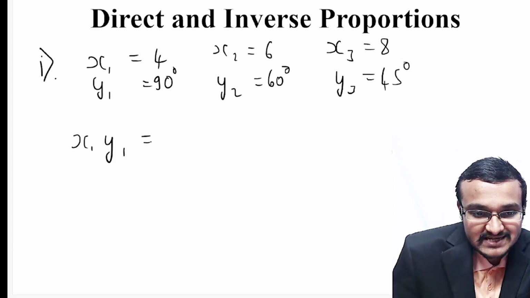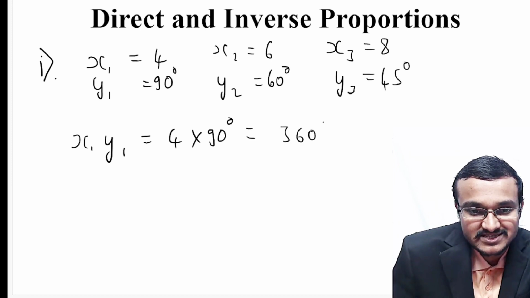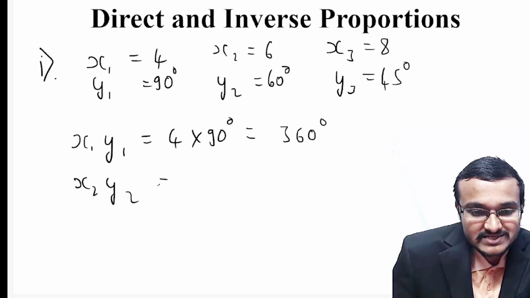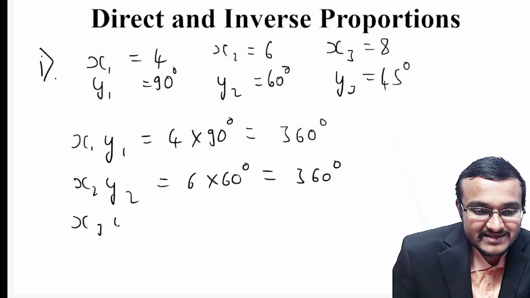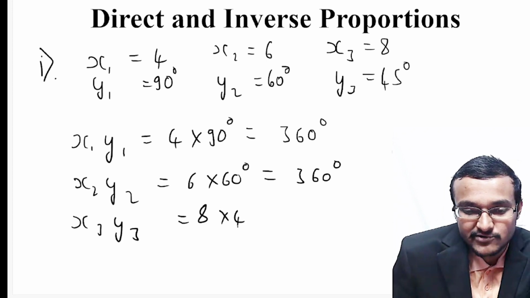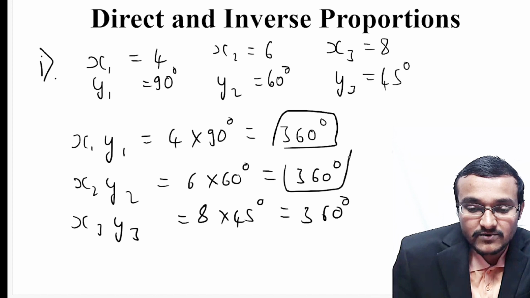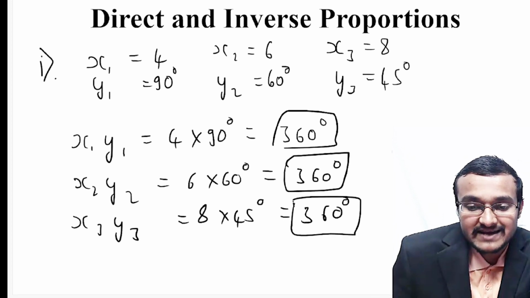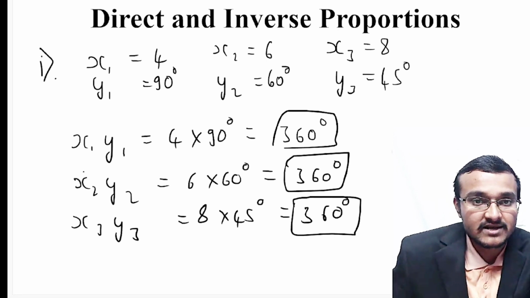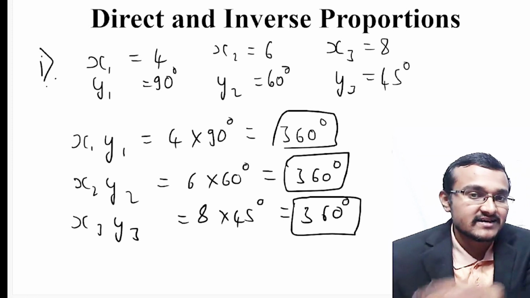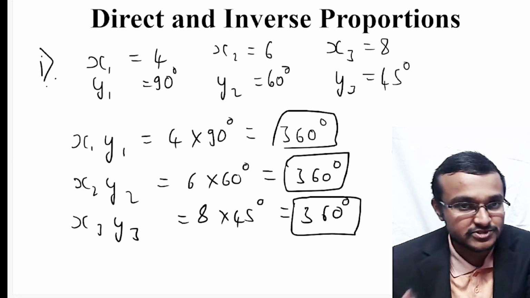Now x1 y1 is equal to 4 into 90 degree. So 4 into 90 degree is equal to 360 degree, and x2 into y2 is equal to 6 into 60 degree, that is 360 degree. x3 into y3 is also equal to 8 into 45 degree, 8 into 45 degree is again 360 degree. So here you can clearly see the x1 y1, x2 y2, x3 y3 values are equal to one particular constant. That means x and y are inversely proportional. So the answer for the first question is that the number of spokes and the angle created between those spokes are inversely proportional to each other.